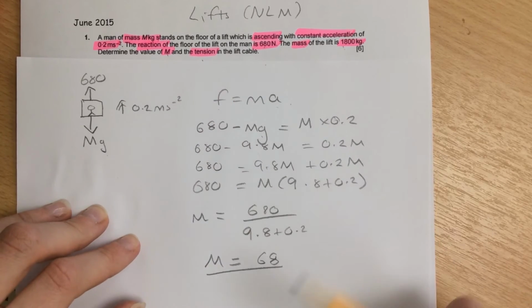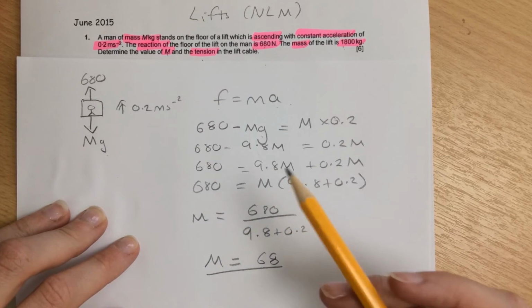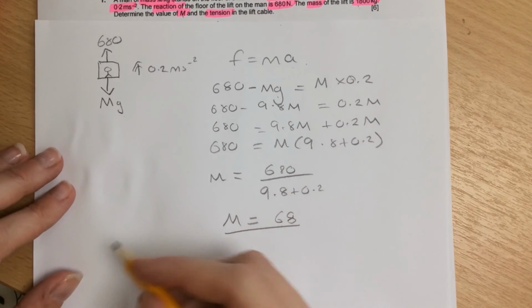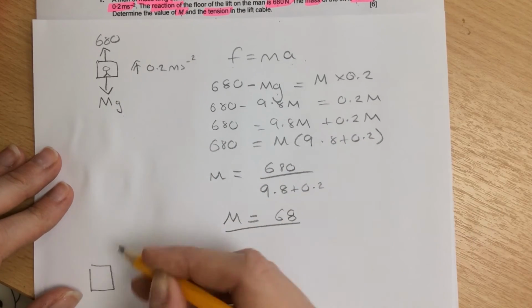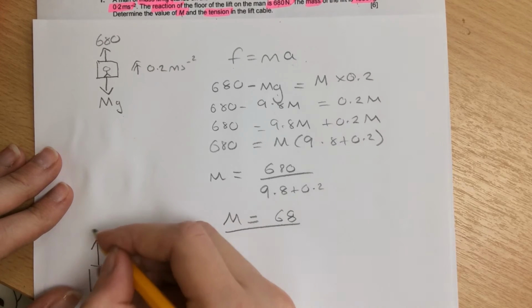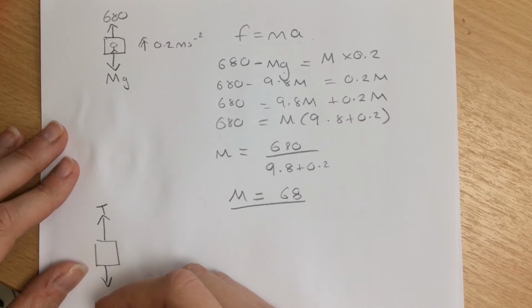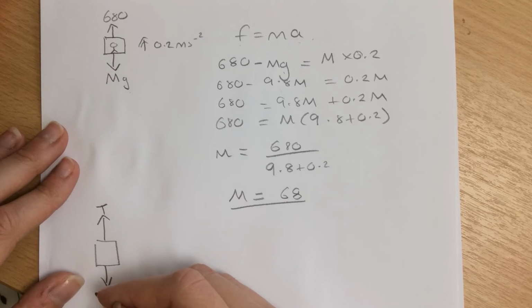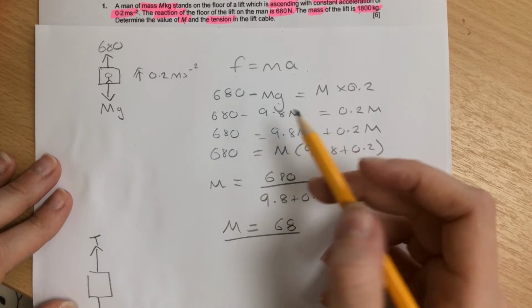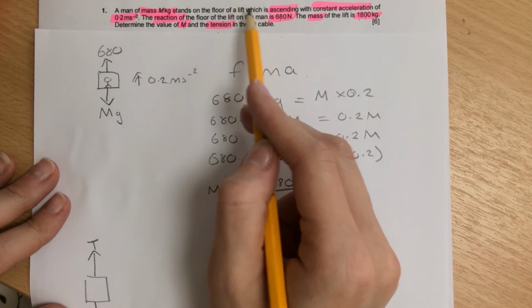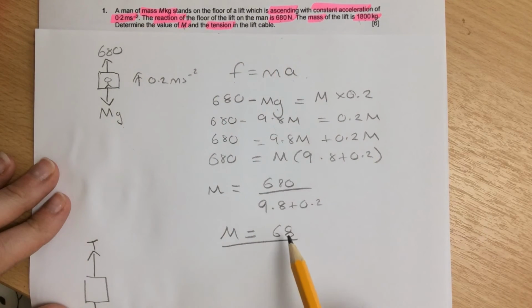Now I'm going to focus on finding the next part, which is the tension. For the tension, you then focus on the man and the lift, because obviously that's all within the lift. So draw another little quick sketch. This time, we've got the tension of the string holding it up. We've got the mass of the lift holding it down, and the man as well. So the lift is 1,800 and the man we've just found was 68.